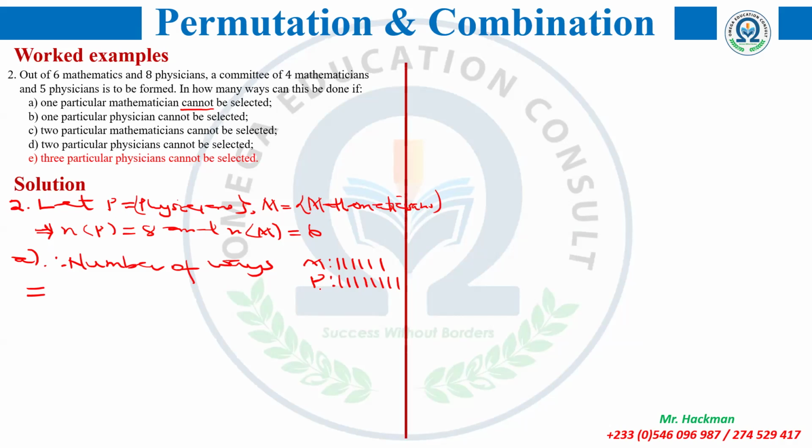So in this case, the restriction is on mathematicians, is that not it? Not on the physicians. So for the physicians, your selection will be intact, and that will still be 5 out of 8. Is that clear?